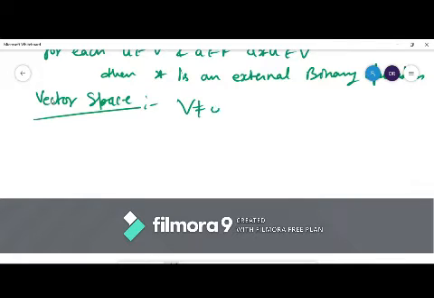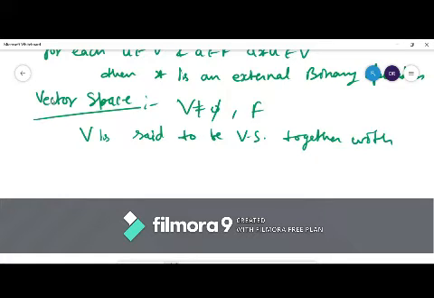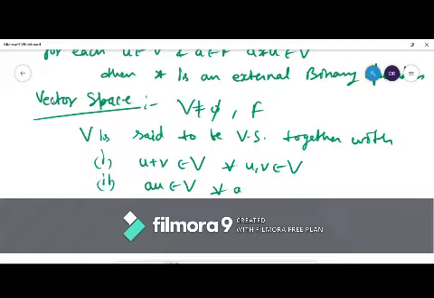V is a non-empty set of vectors and F is a field of scalars. Then V is said to be a vector space together with two binary operations. First, U plus V belongs to V for all U and V belongs to V. This is vector addition. Second, AU belongs to capital V for all A belongs to F and U belongs to V.